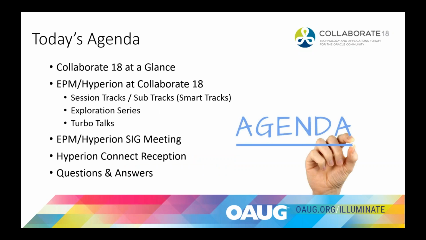So for today, we're just going to briefly talk about Collaborate 18, give you Collaborate 18 at a glance, and then get into some of the details of the EPM and Hyperion education track. We're going to talk about the tracks and what they're calling smart tracks or sub-tracks, something new called Exploration Series and Turbo-Talks, and then the SIG meeting, the Connect reception, and then take questions and answers if there are any.